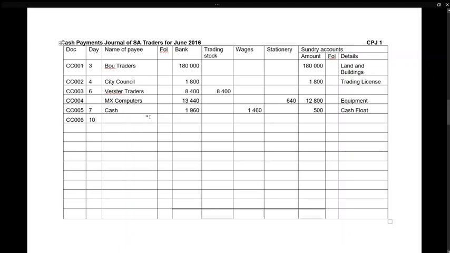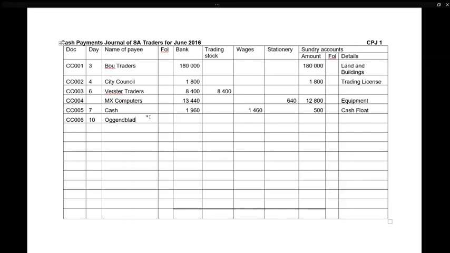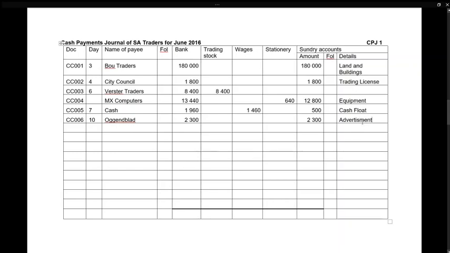Who are we paying this money to? The Oggendblad. We are paying them 2,300 Rand. Not for trading stock, not for wages, not for stationery. Therefore, we need to put it in our sundry accounts. Accounts not that often used. And the account will be advertisement.